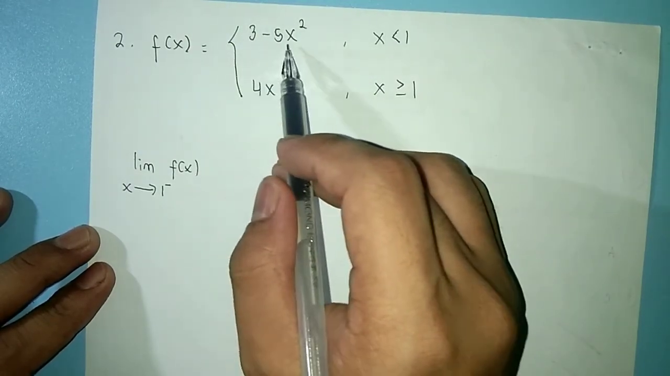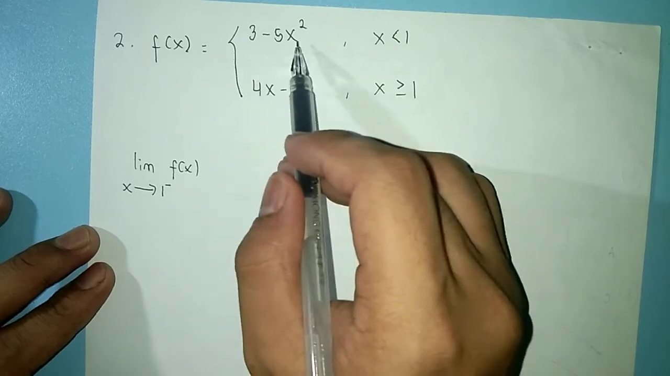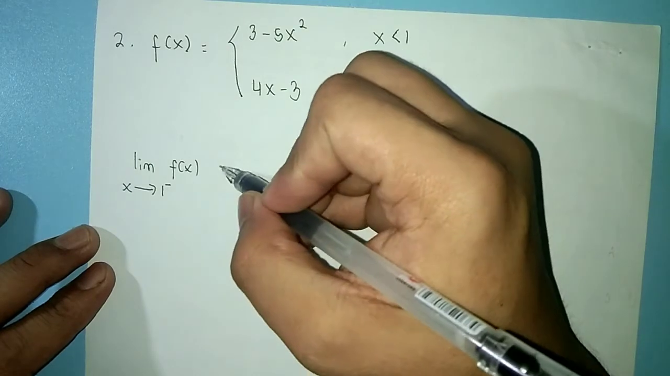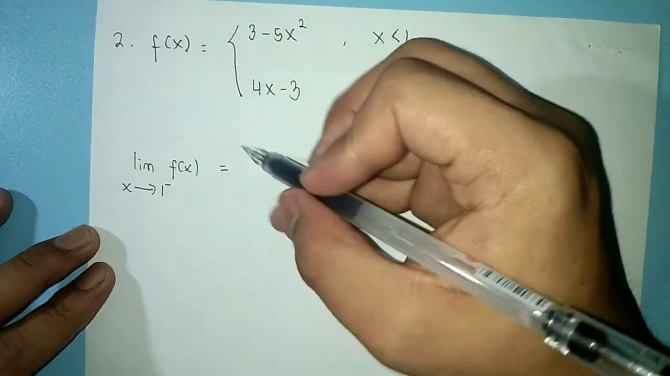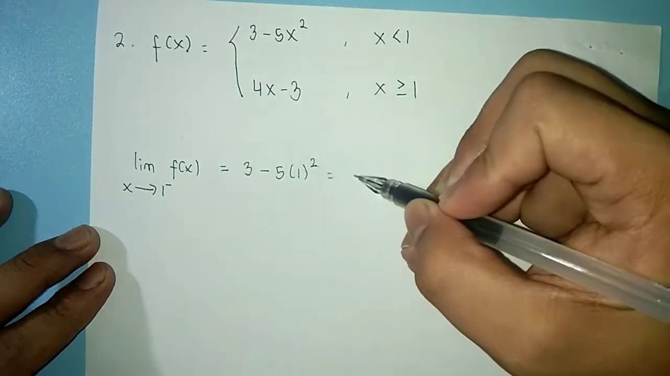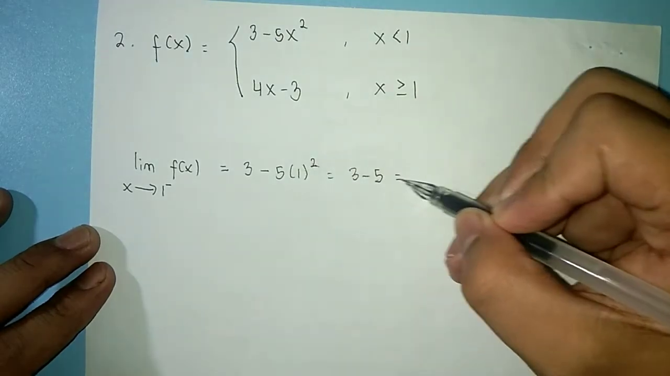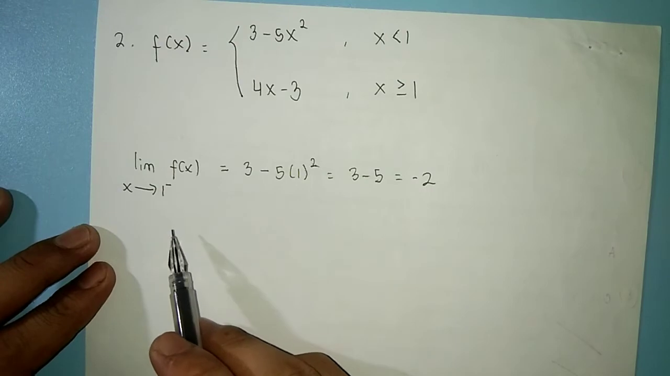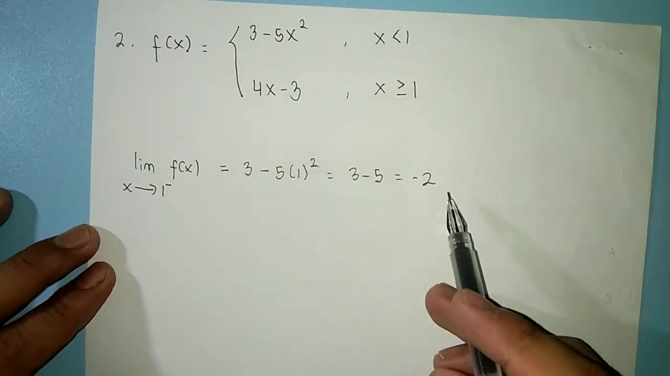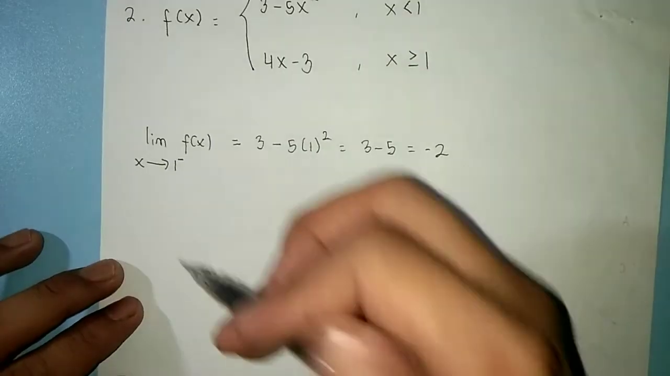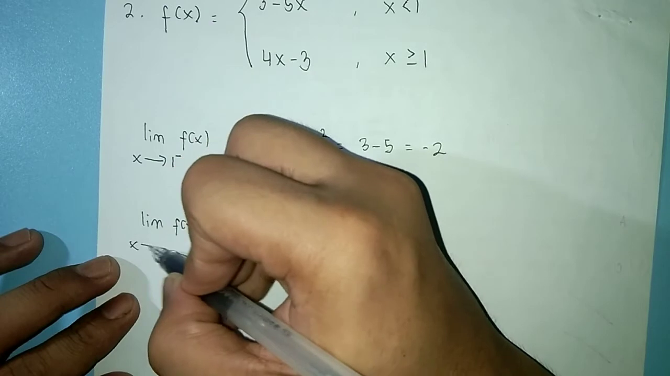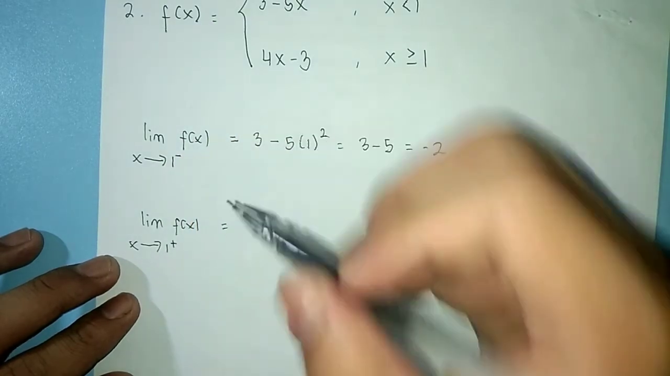Okay? And since ito ay quadratic, pwede tayong mag-direct substitution diyan kapag naghahanap tayo ng limit. So, pwede nating i-substitute yung 1 dito. So, 3 minus 5 times 1 squared, that is 3 minus 5, and that is negative 2. So, yung limit ng f of x as x approaches 1 from the left is negative 2. So, hanapin naman natin yung right-hand limit of f of x as x approaches 1 from the right.